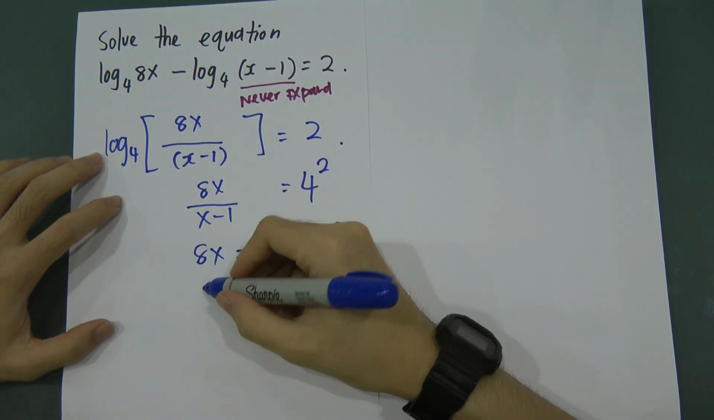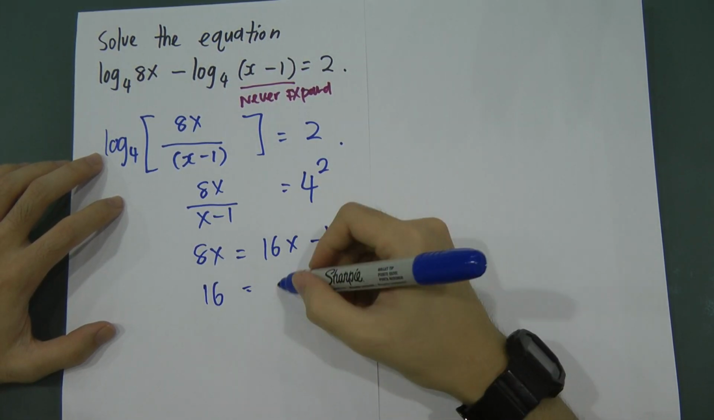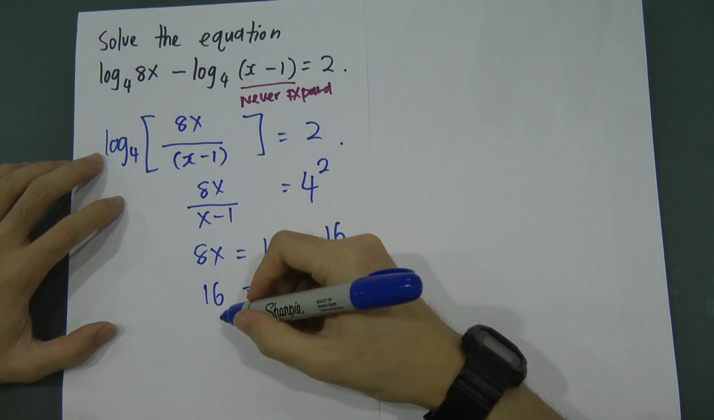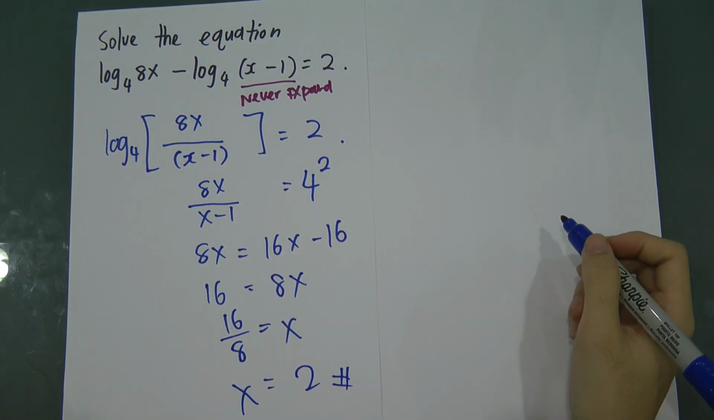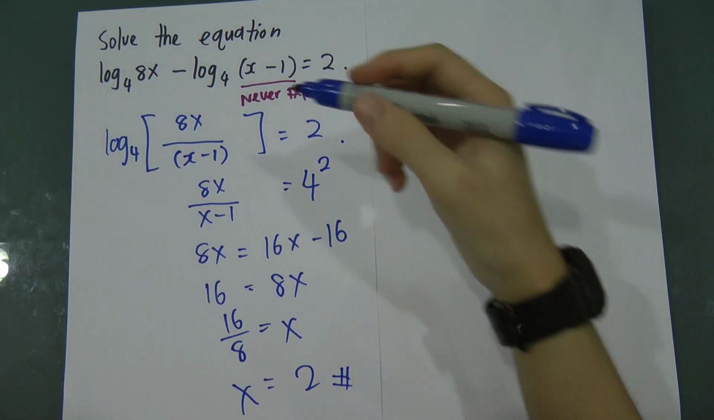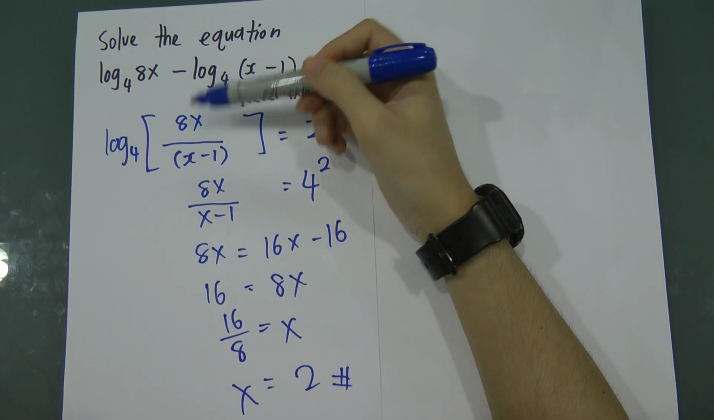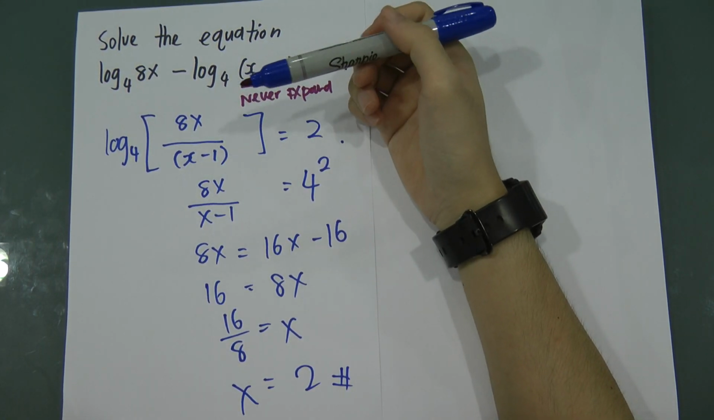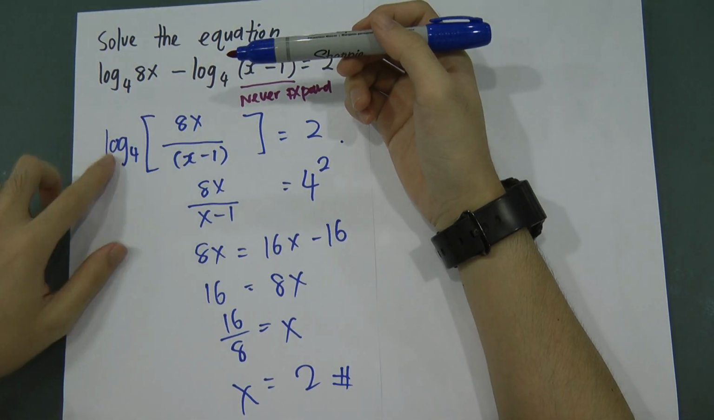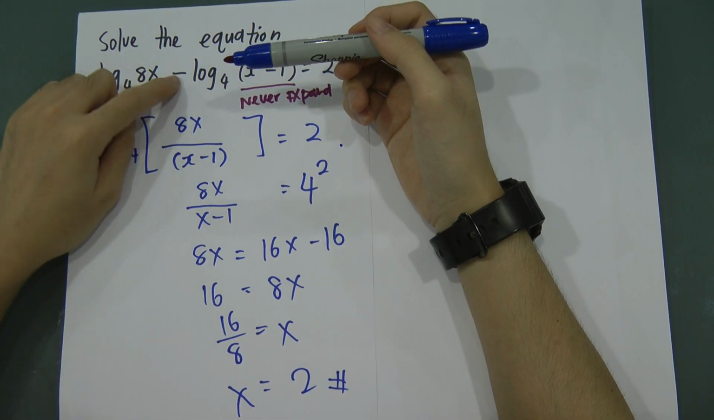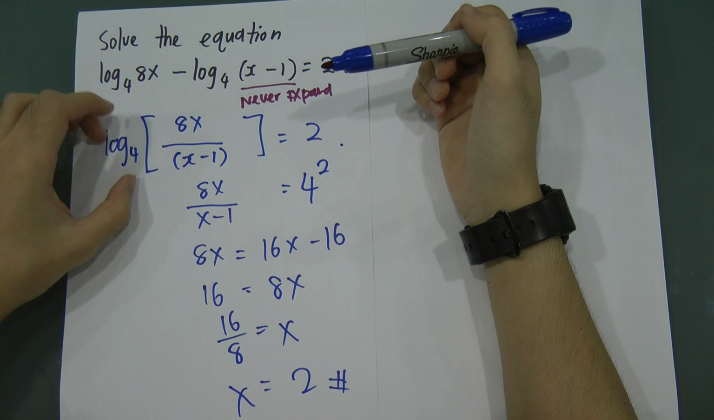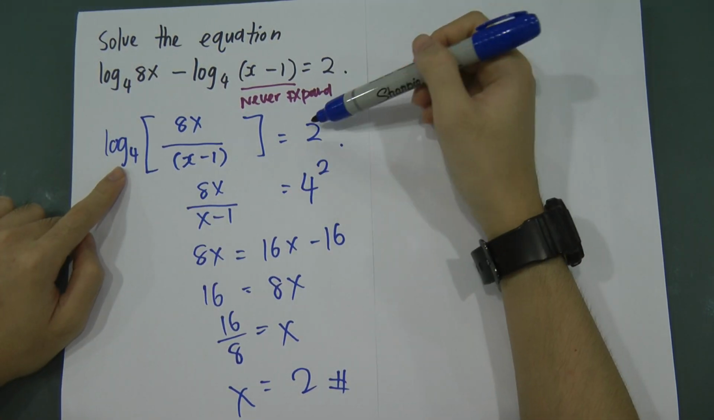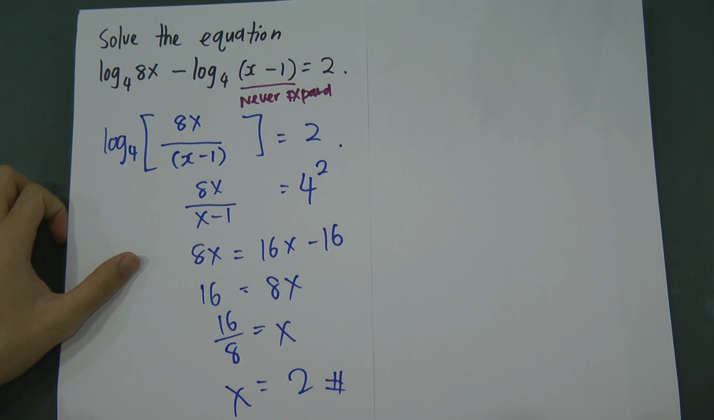Move the 16 to the other side. 16x minus x, this is x. So x equals 16 over 8, which is x equals 2. And done. So as long as you know what to do, actually you can solve it in less than 30 seconds or less than 1 minute. It's very simple. Just factorize out the log 4, and then the middle sign, if minus becomes divide, plus becomes multiply, and never expand this one. Then throw the log 4 to the other side, the 4 becomes the number, the number becomes the power. That's all. Last two before I end this video.